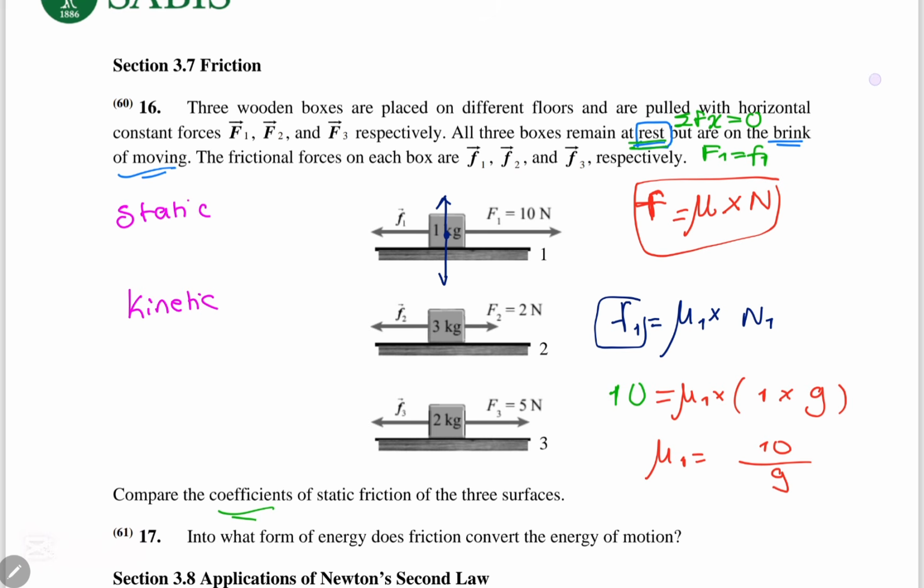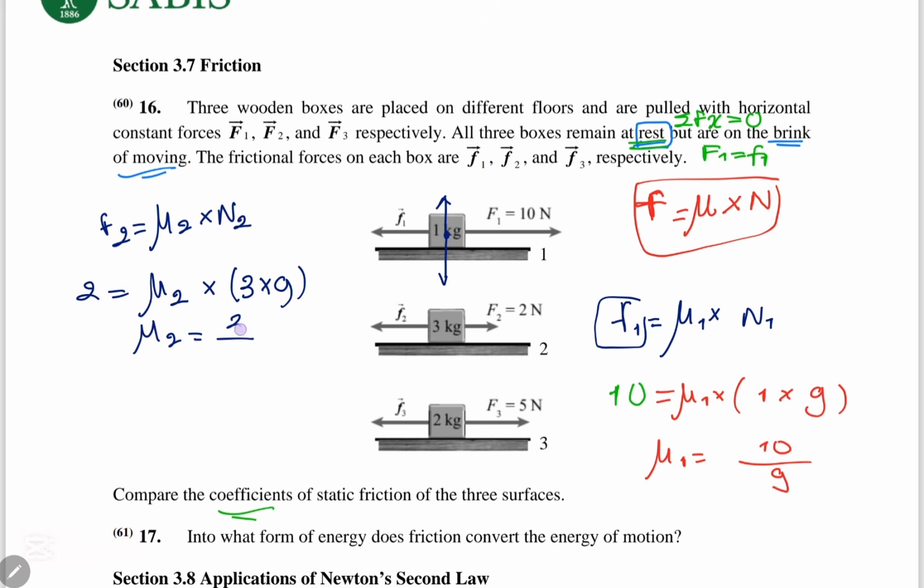All right, now what if we did it for F2? F2 would be equal to mu2 times N2. So F2, we know it's 2 newtons because they're at rest, okay? It's equal to mu2 times N2, and N2 is going to be the mass, which is 3, times g. So mu2 is equal to 2 over 3g, okay? And then, last but not least, we have F3. F3 is equal to mu3 times N3. So it's going to be 5 is equal to mu3 times 2g. So mu3 is equal to 5 over 2g. Please pay attention to where you place the g. G is in the denominator.